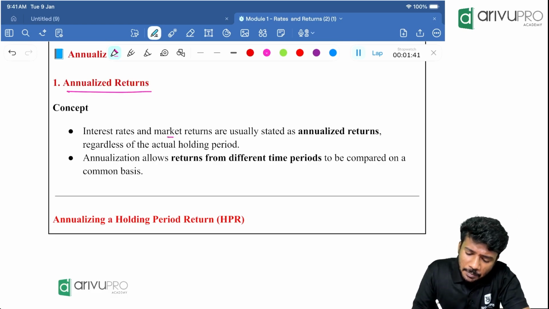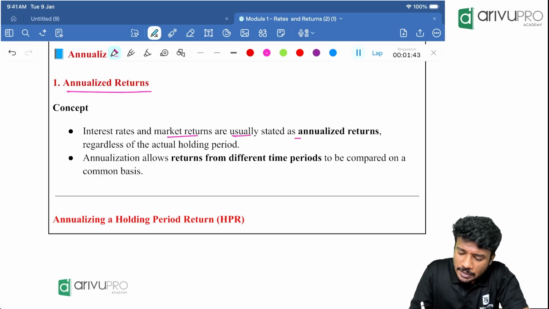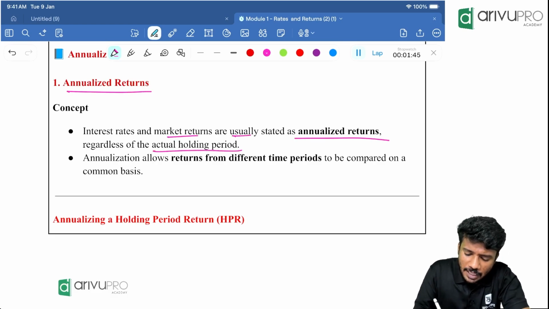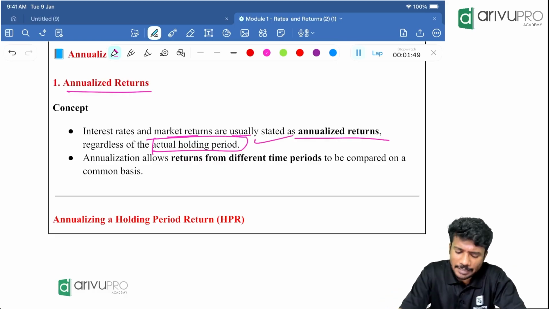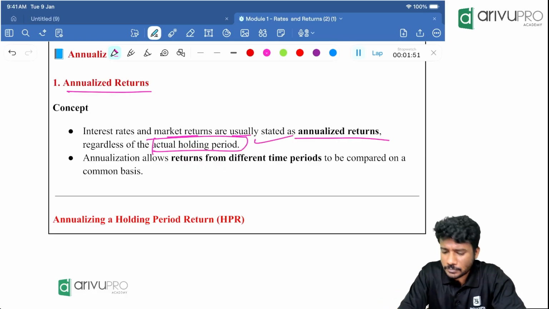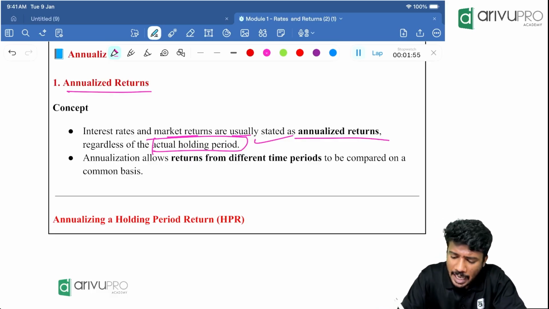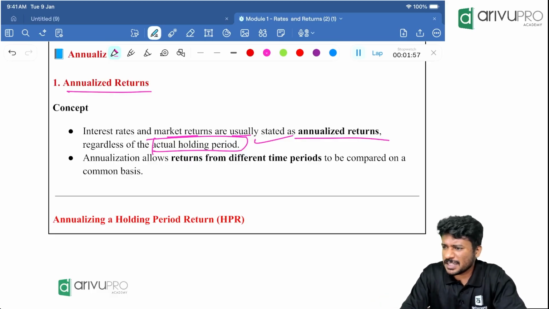Interest rates and market returns are usually stated as annual return regardless of their actual holding period. What is the reason for that? Anyone can tell me that? Why are we usually expressing everything in annualized return format? Any reason for that? It's always better if you know, because everyone will calculate things on a 1 year basis.